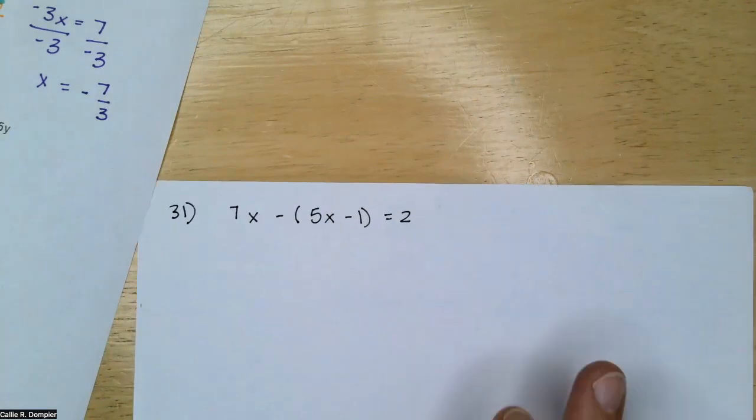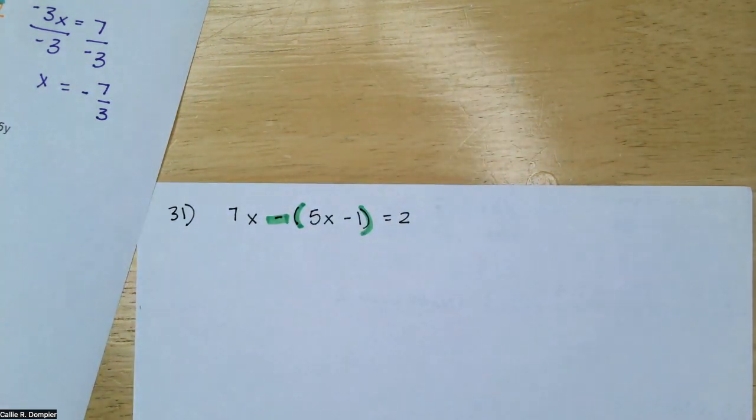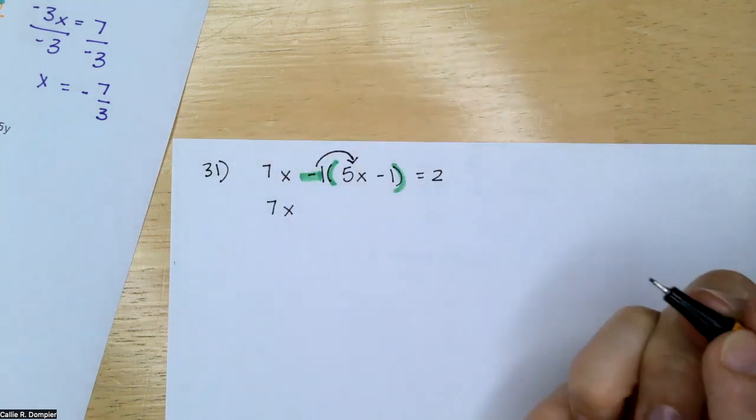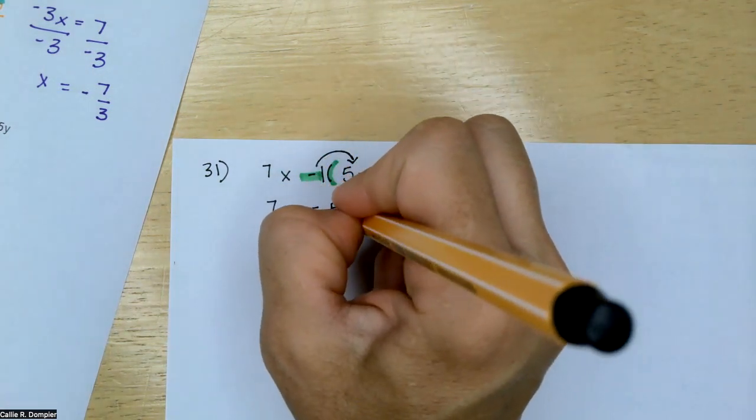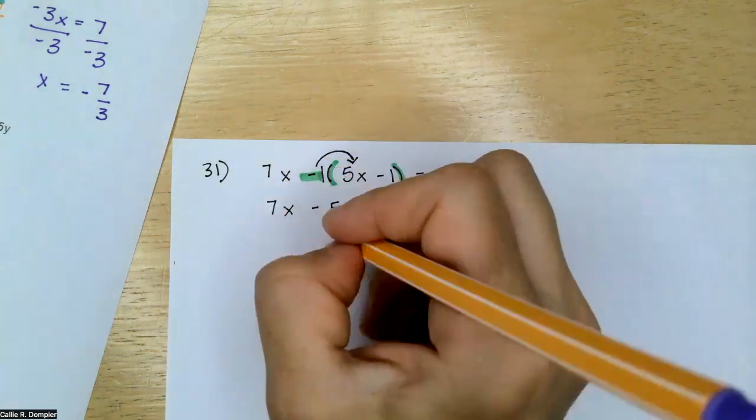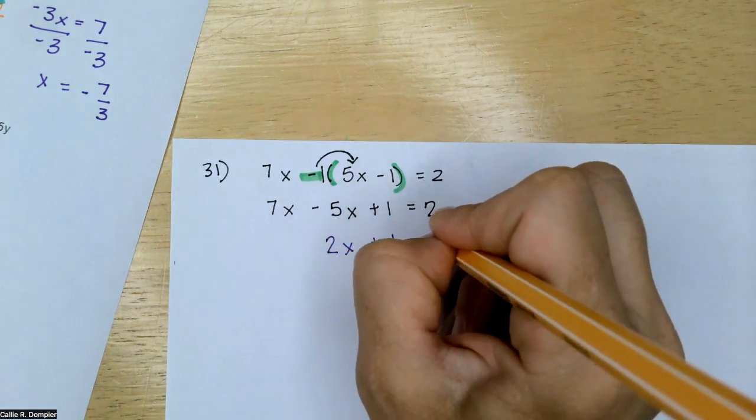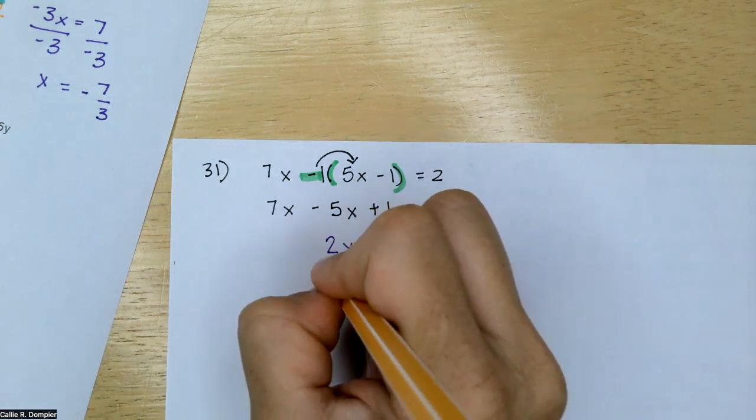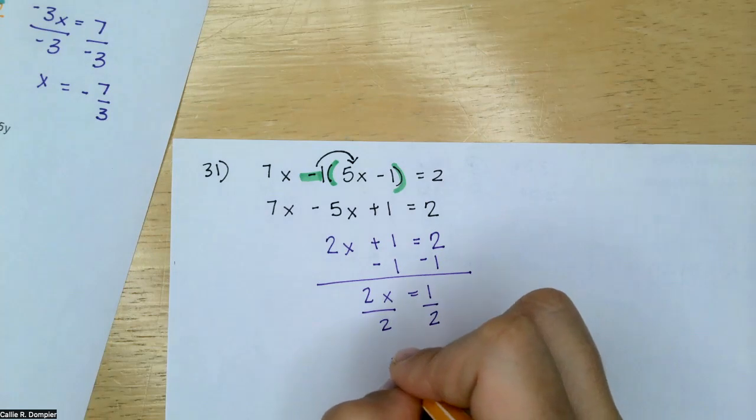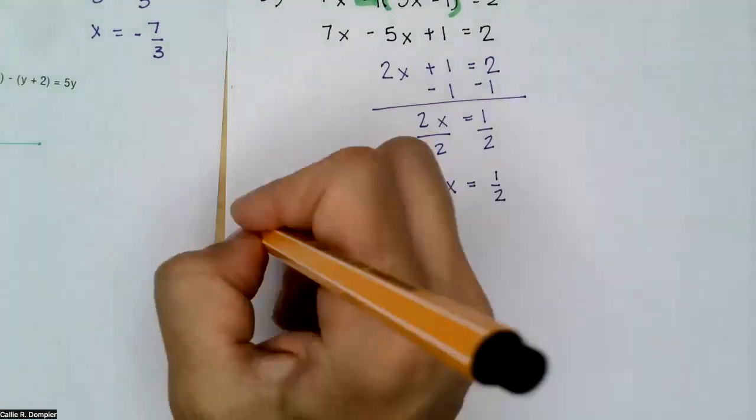Here, what they want you to practice is distributing the negative to both terms inside the parentheses. 7x, negative 1, you can also imagine it as a negative 1. Negative 1 times a positive 5x is a minus 5x. Keep going. Negative 1 times a negative 1 is a plus 1 equals 2. Now we're just solving it. 7 minus 5 is 2. I have 7 x's, I take away 5 of the x's, I'm left with 2 of the x's. Plus 1 equals 2. Move that 1 by doing the opposite. It's being added, so I'm going to subtract it. 2x equals 1. Divide by 2. x is 1/2. Feel free to plug that back in to make sure it's the correct answer.